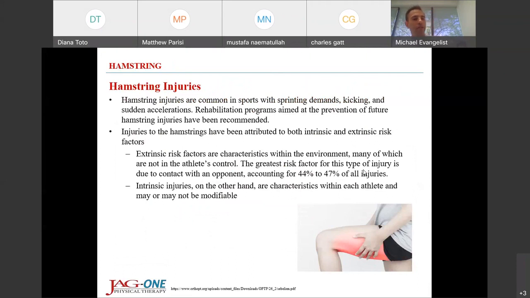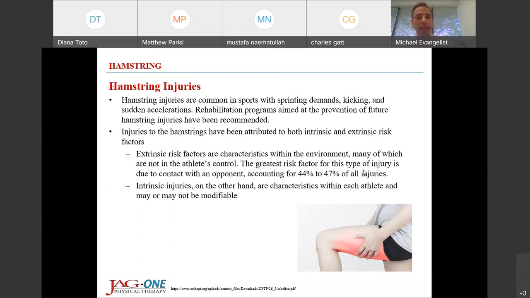Okay, hamstring injuries are very common in sports with sprinting demands, kicking, and sudden accelerations. We see it all the time in college athletics. We see it all the time in professional athletics. You watch baseball, football, soccer, whatever it may be. You see guys, girls going down grabbing their hamstrings all the time, right? Hamstring injuries. And that's a lot of the time because of that lack of eccentric strength and eccentric neuromuscular control.